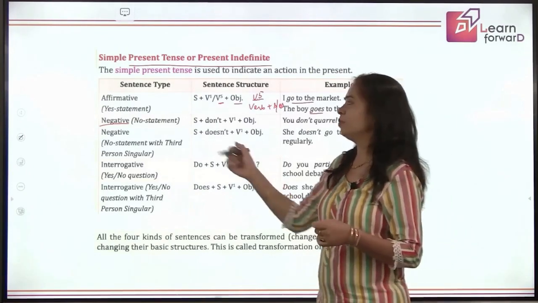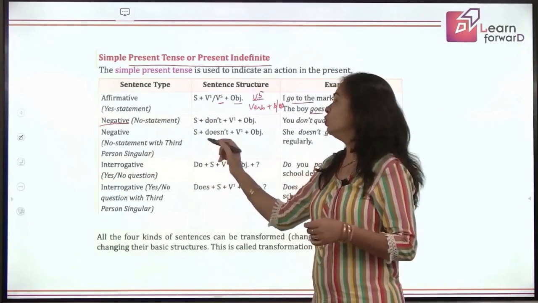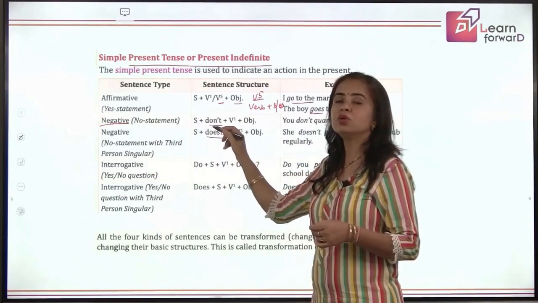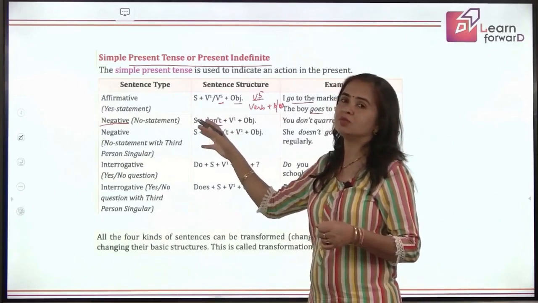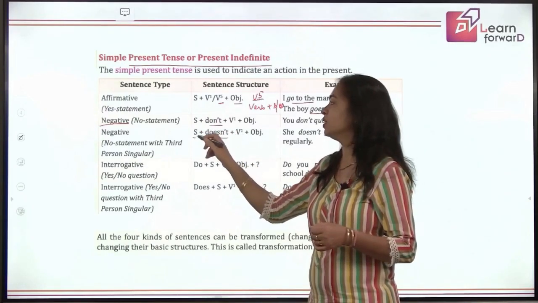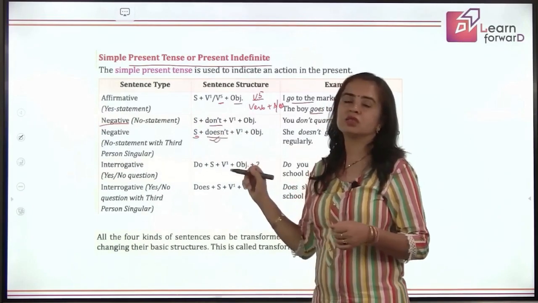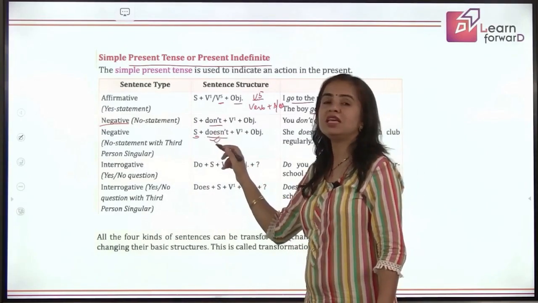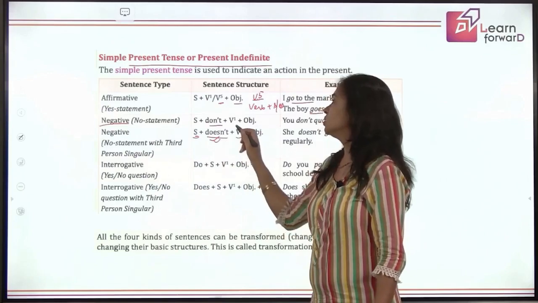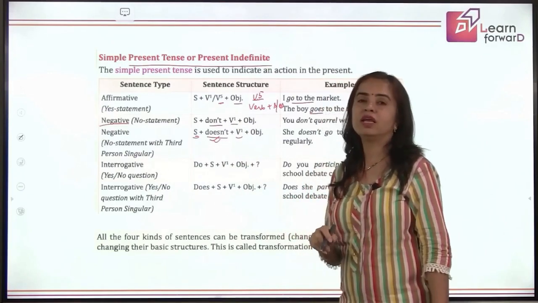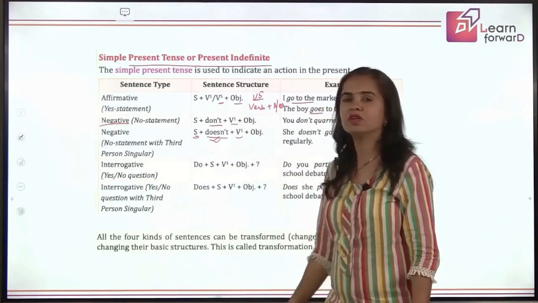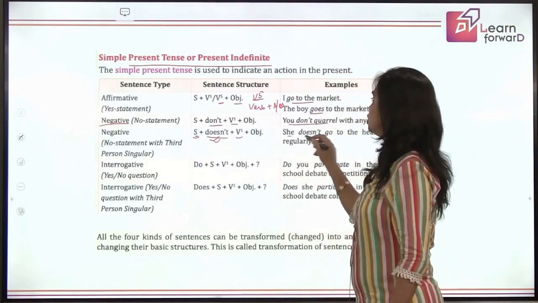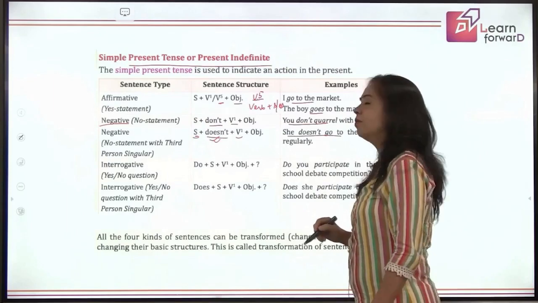So when you have to make the sentences negative, you use here do not, does not. Do not, don't, is used with all the subjects, except when the subject is singular, you use does not. And remember, students, with does not, you have already used ES here. So this turns to the first form without S/ES in both, whatever the subject is, right? Like, you don't quarrel with anyone, she doesn't go to the health club regularly.